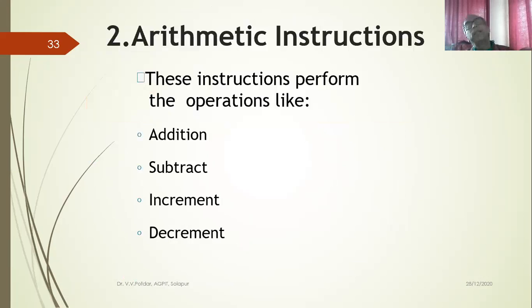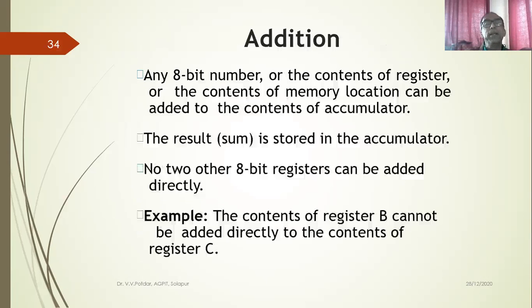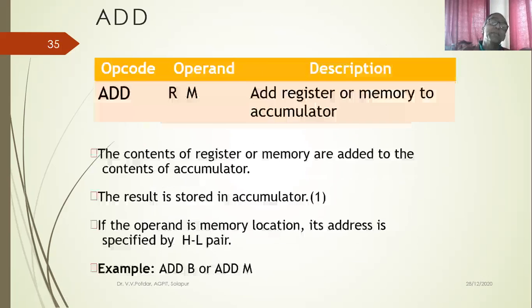First were the data instructions, and the second category is arithmetic instructions. These instructions perform operations like addition, subtraction, increment or decrement. Addition: any 8-bit number or the contents of a register or the contents of a memory location can be added to the contents of the accumulator. The result, that is the sum, is stored in the accumulator. No two other 8-bit registers can be added directly. For example, the contents of register B cannot be added directly to the contents of register C.